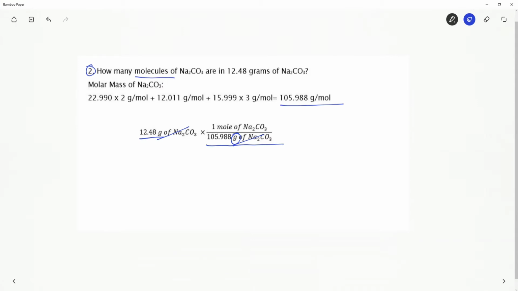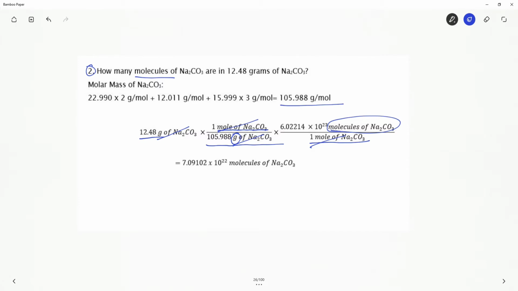I need to convert moles to molecules. In order to do that, I am going to use Avogadro's number, but I'm going to be careful with my units here. I have moles of sodium carbonate in the numerator here, so when using Avogadro's number, I need to make sure that I have moles in the denominator. Hence, my moles of sodium carbonate cancel. I am left with molecules of sodium carbonate, which is exactly what I wanted. So I put these numbers in my calculator. This is the answer my calculator gives me. With the correct number of sig figs, my final answer is 7.091 times 10 to the 22nd molecules of sodium carbonate.